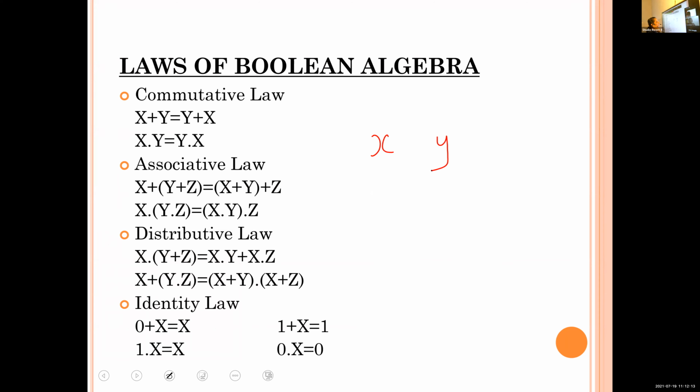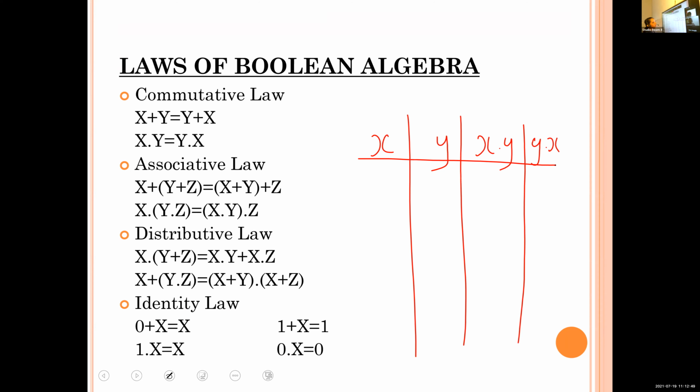What is the next column, Naveen? Our expression is x dot y is equal to y dot x, just like a plus b is equal to b plus a. So our input is x and y, and the next column, we have to find out x dot y. So write x dot y. Then we have to find out y dot x. So it is y dot x. So these are the 4 columns.